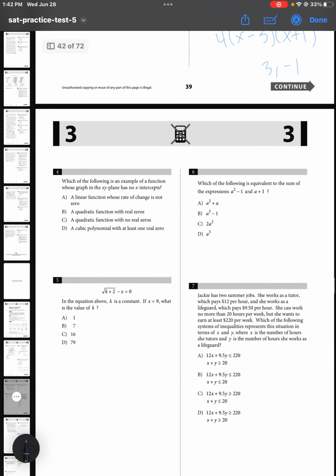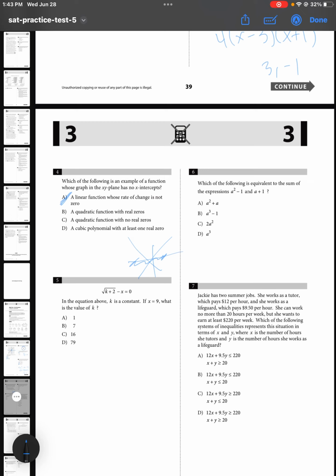Okay, which of the following is an example of a function whose graph in the xy plane has no x-intercepts? So no x-intercepts means that there are no places where it touches this axis. So a quadratic function with real zeros, a linear function whose rate of change is not 0. So that means that their rate of change is another word for slope. So that means their slope is either positive or negative, but either way, it's going to hit the x-axis at some point. So that one will have x-intercepts.